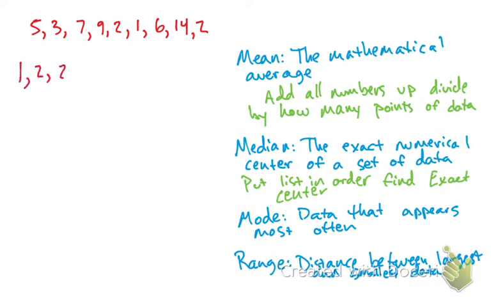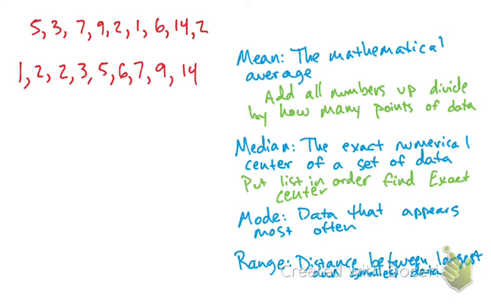We'll rewrite our list as 1, 2, 2, 3, 5, 6, 7, 9, and 14. Now our list is in order. That helps us make a little bit more sense of that data. And it's also going to make it a lot easier to work with for our median, our mode, and our range. Now let's start though with the mean.